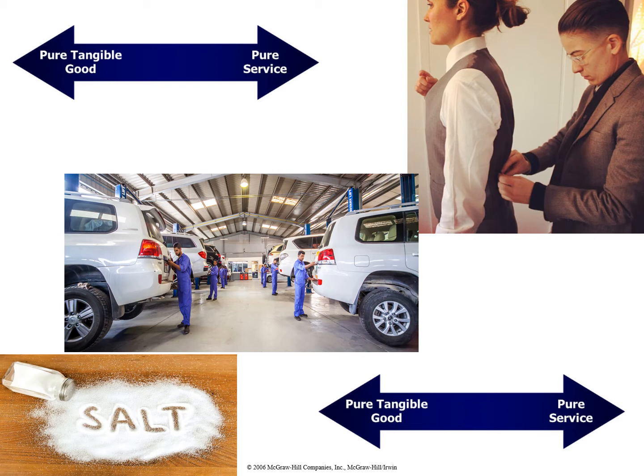Next on the continuum can be a tailored, let's say a tailor-made suit. So you get the tailoring done, which is intangible, and then you get the suit, you get the dress, you get the shirt, whatever you're getting made by the tailor, you get that as a tangible product.